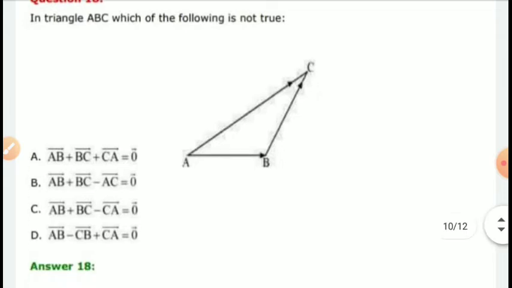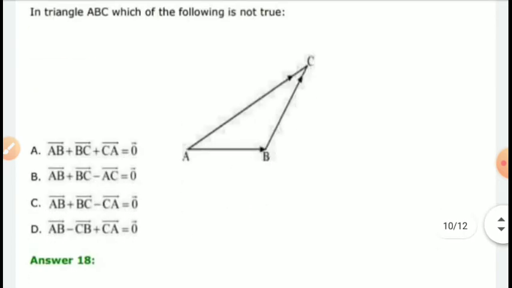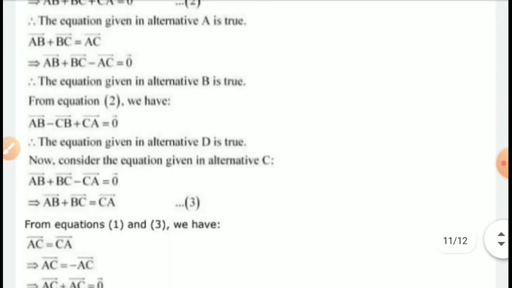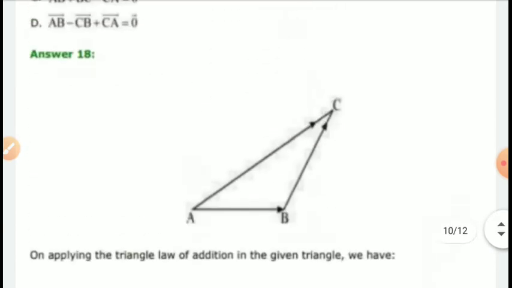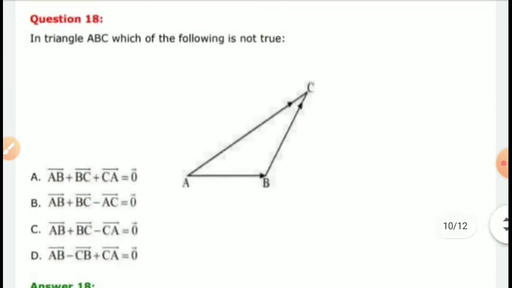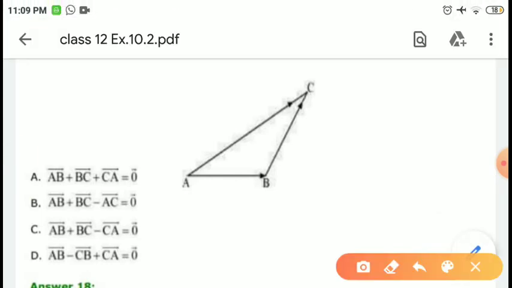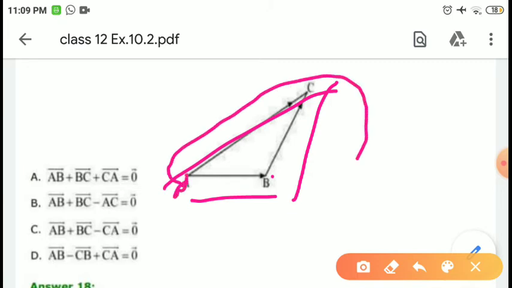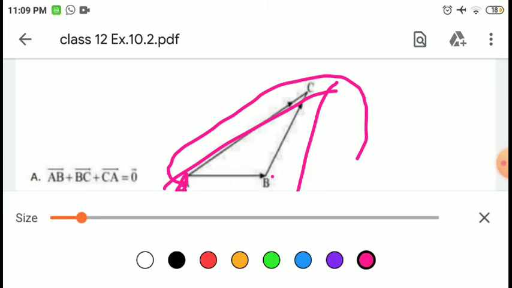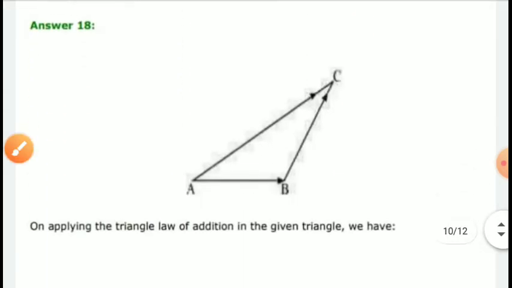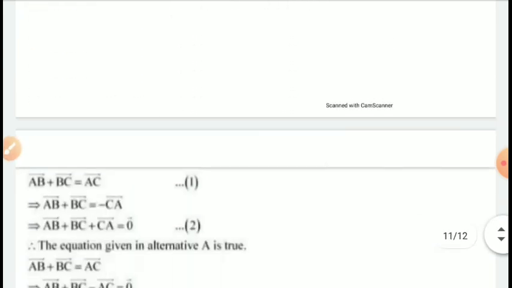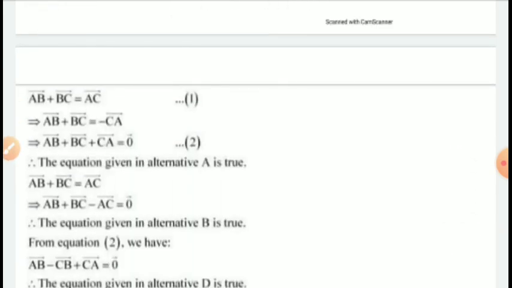So this is a very interesting question. The explanation is very clearly given. Let us move forward. AB plus BC plus CA is equal to 0. Observe the figure properly. AB is this one, BC is this one, and CA is this one, and at last it is reaching the same point. So that's why it is equal to the 0 vector.